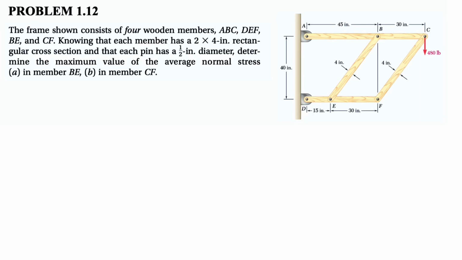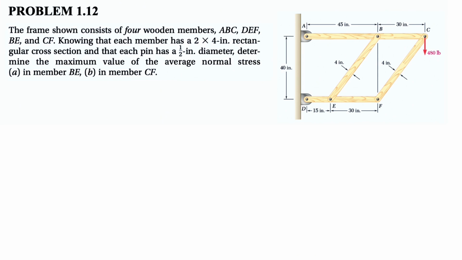So as you guys requested, we're going to be solving more questions from the Johnston textbook, and in today's video we're going to be solving question 12 from the first chapter. We have this frame consisting of 4 wood members A, B, C, D, E, F, B, E, and C, F, and we know that each member has a 2 by 4 inches rectangular cross section and that each pin has 1/2 inch diameter. We need to determine the maximum value of the average normal stress in member BE, and in part B of the question, in member CF.